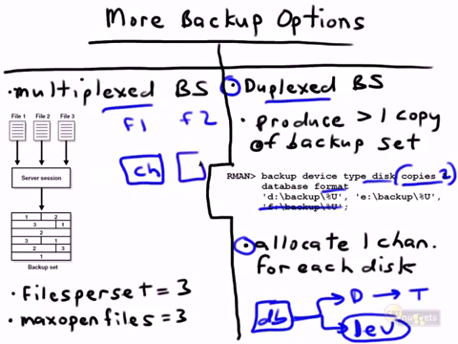So we might, for instance, want to spawn a couple channels using allocate channel, and then when we look at what RMAN is doing behind the scenes, because we know that RMAN echoes its activities very nicely, we might find that channel 1 is handling file 1 and channel 2 is handling file 2.